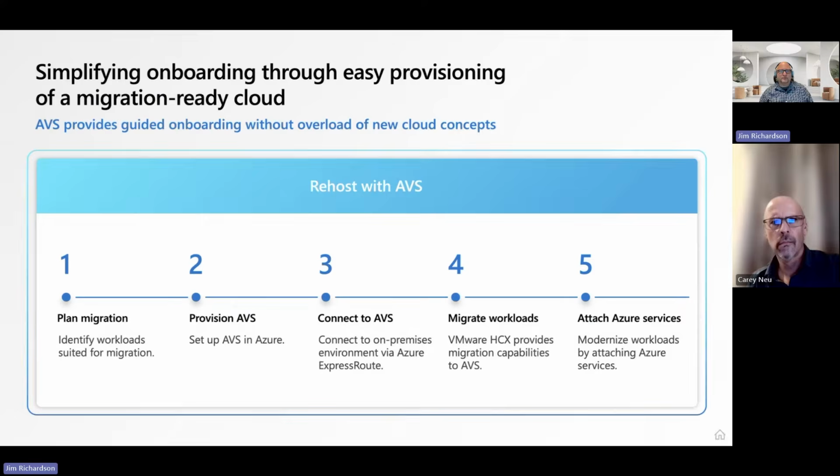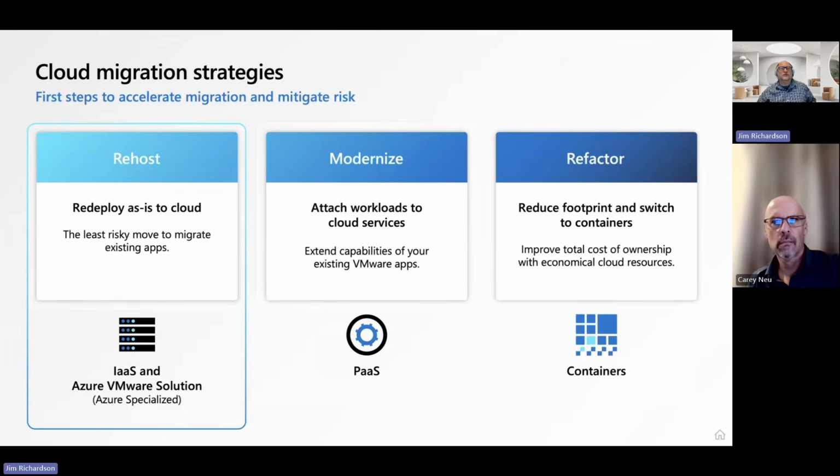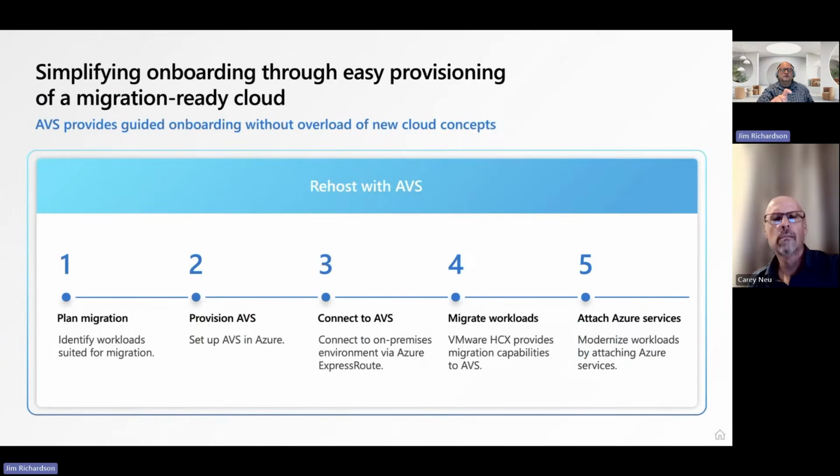Okay, the second method, whoops, let me go back. Oh, wait. So this talks about the rehosting. So simplifying that, there's some guidance of how to do rehosting. And you just sort of mentioned it. You plan, you do your assessment, then you provision AVS and connect to it. Then you use HCX to migrate.